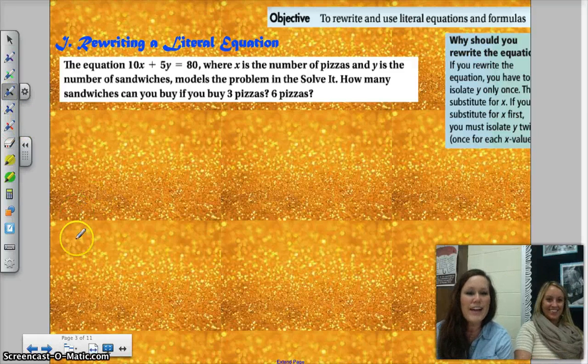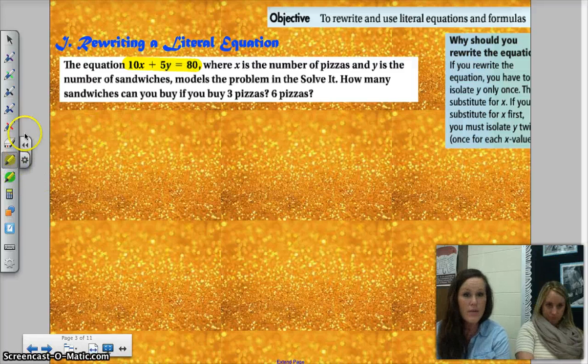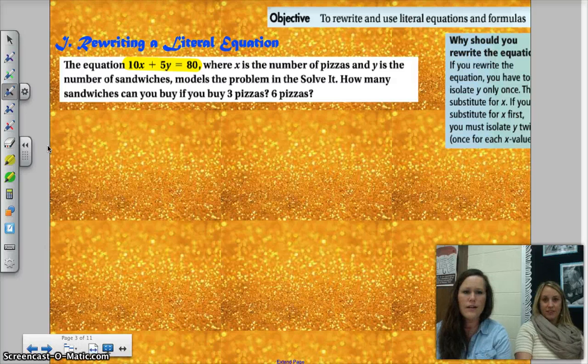The equation 10x plus 5y equals 80, where x is the number of pizzas and y is the number of sandwiches. Okay, so that models the problem. How many sandwiches can you buy if you buy 3 pizzas, 6 pizzas?